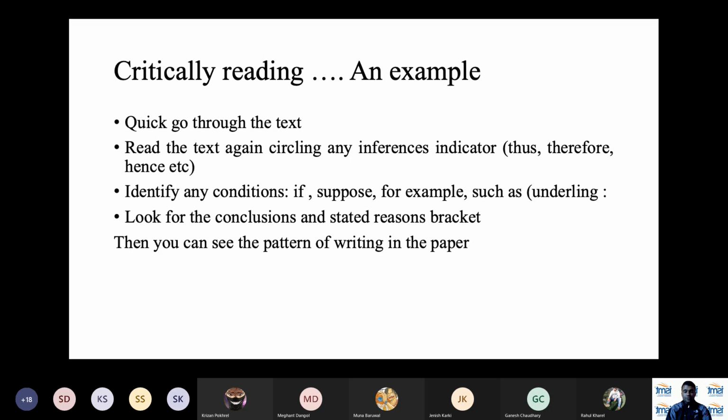Identify any conditions: if, suppose, for example, that are associated with that literature. Look for the conclusion and stated reason. Then you can see the pattern of writing in the paper, what the paper is trying to say. You are just reviewing the overall theme of the research. While you read the abstract, it might not make things clear. So what you need to do is use some empirical review. You might go to the findings and the method implemented in that research. And if that also does not clarify things for you, then you need to go from top to bottom.